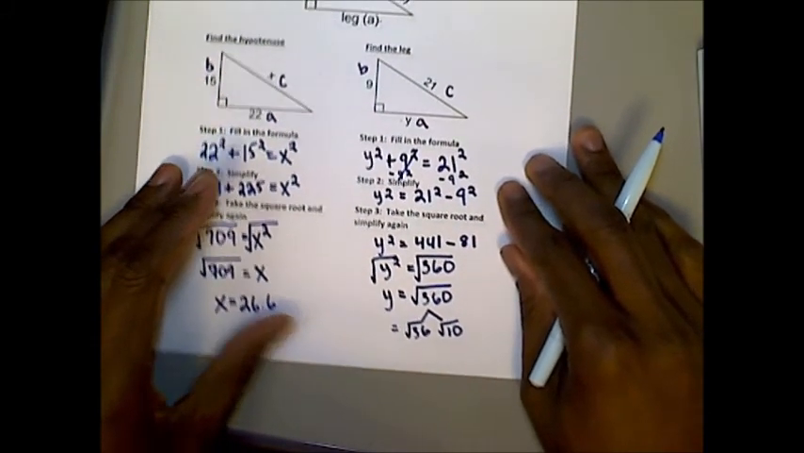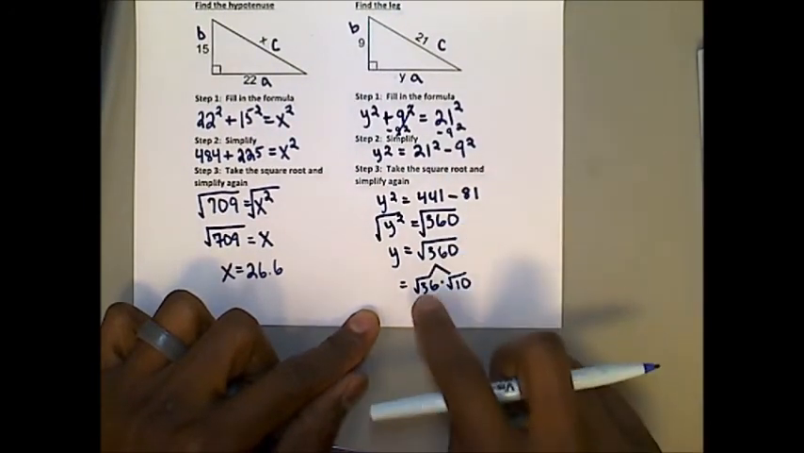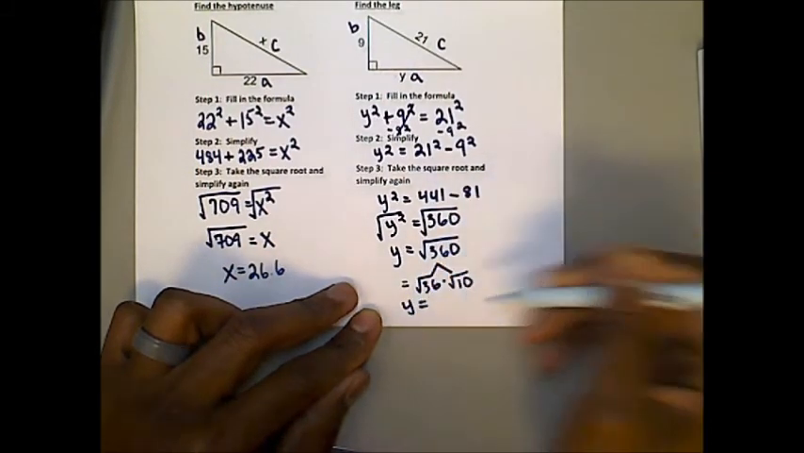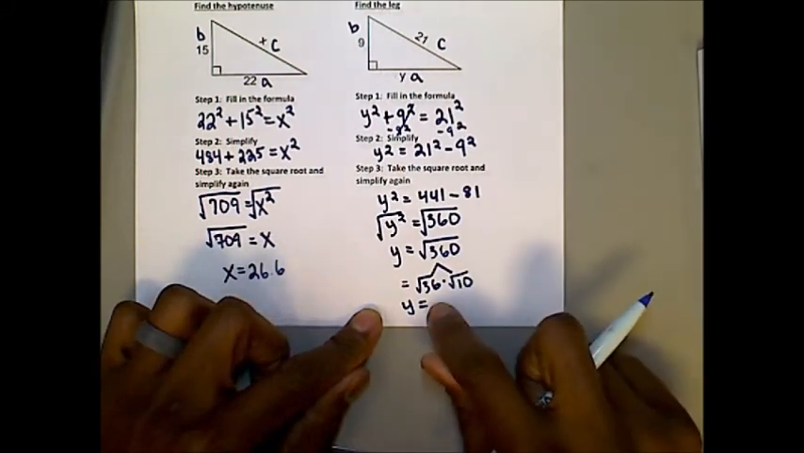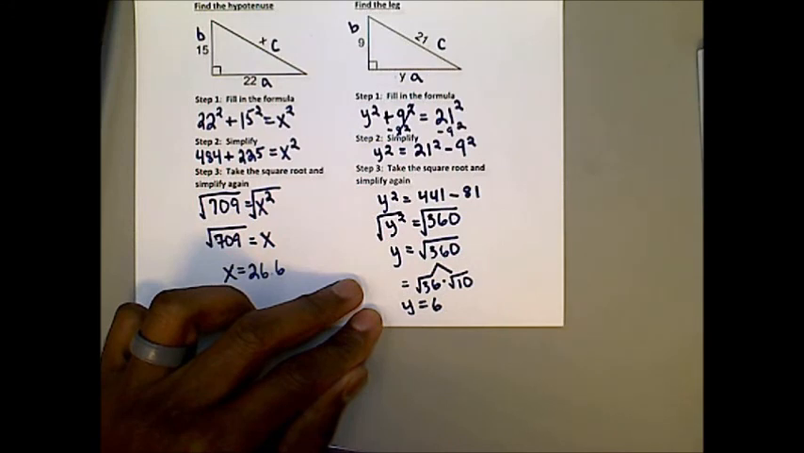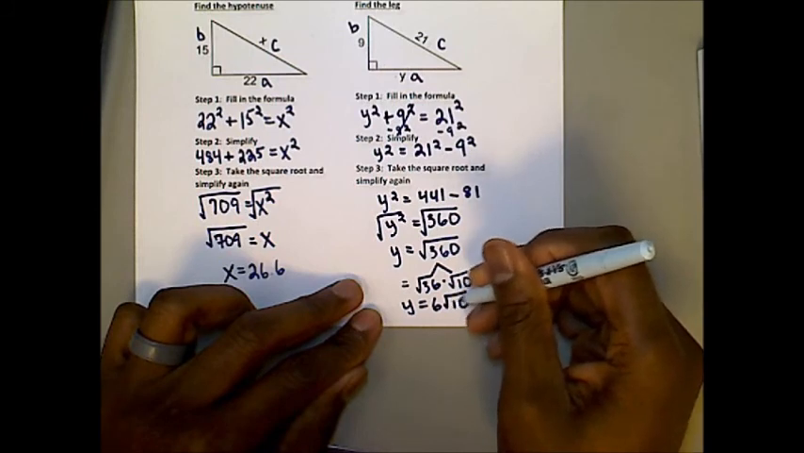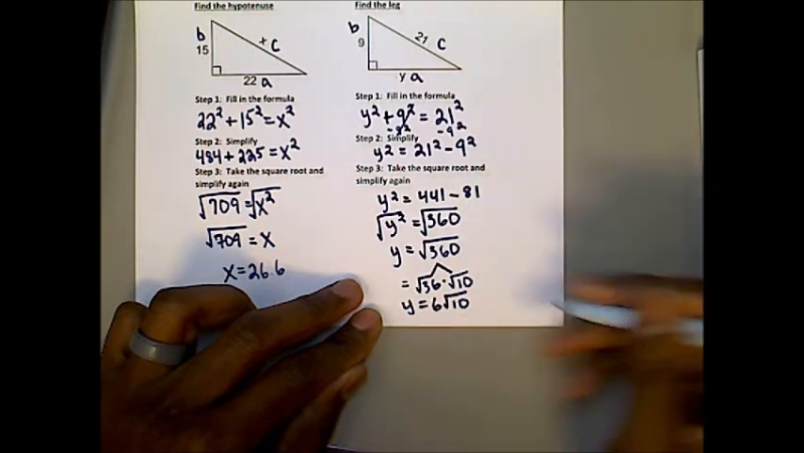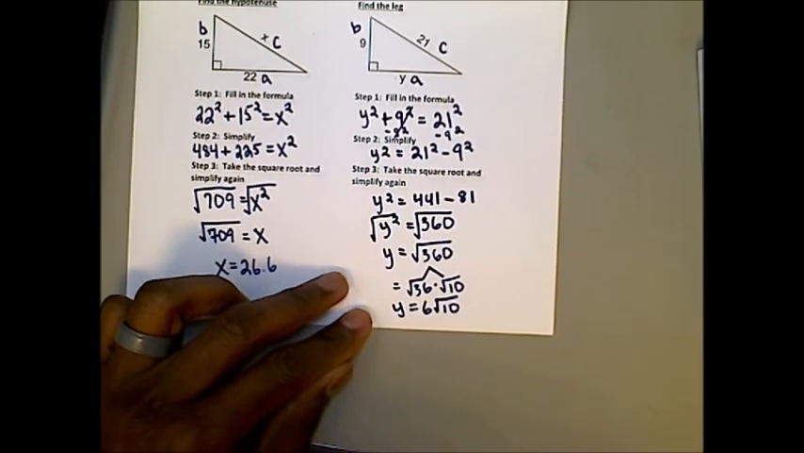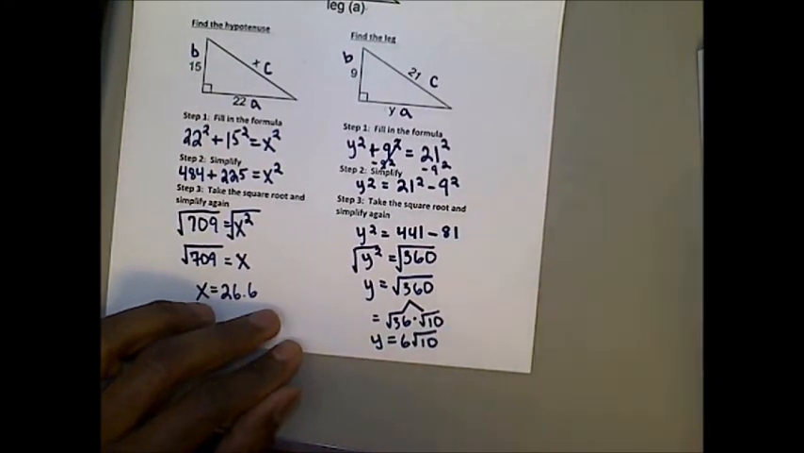Okay, and so I know that the square root of 36 is 6, and this is multiplication in between these two. So my final answer will be y equals the square root of 36, well, that's 6, times the square root of 10. So there's no perfect square that goes into the square root of 10, okay. And that is how I write my final answer. And that is how you use Pythagorean theorem, and a little mini lesson on simplifying your radical.